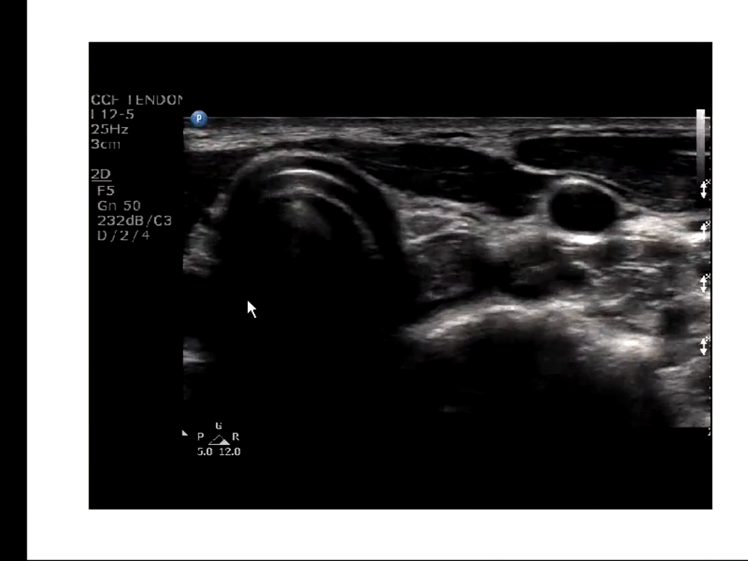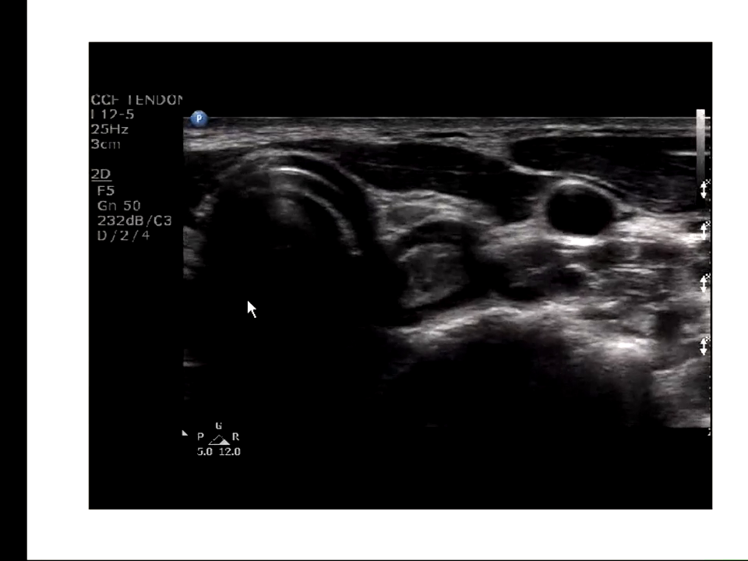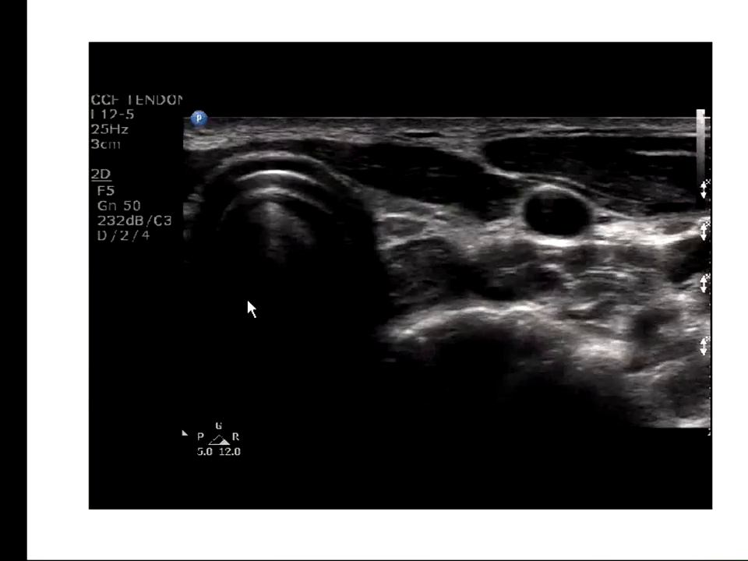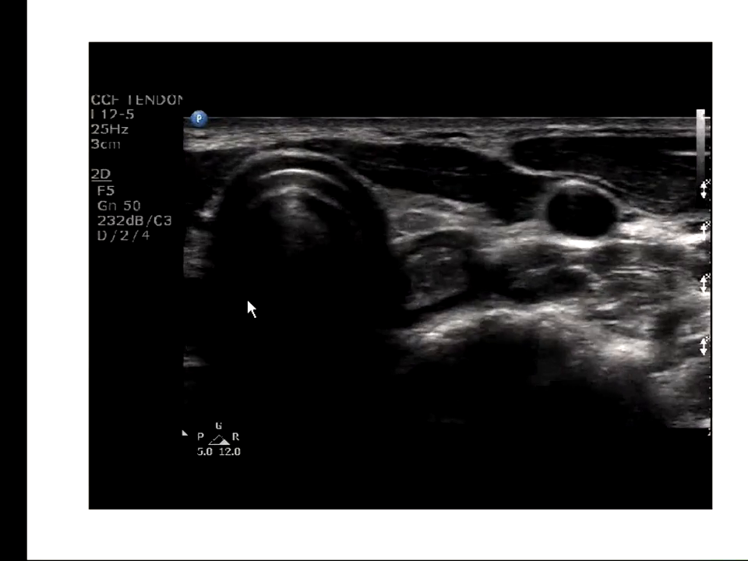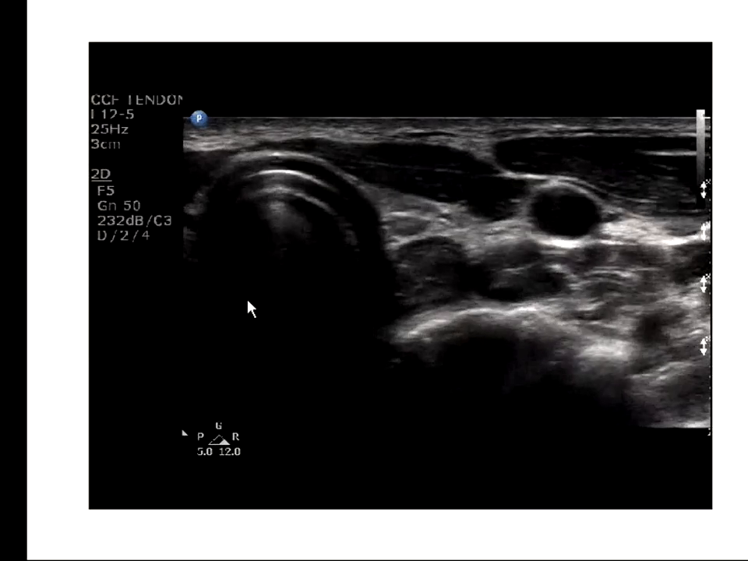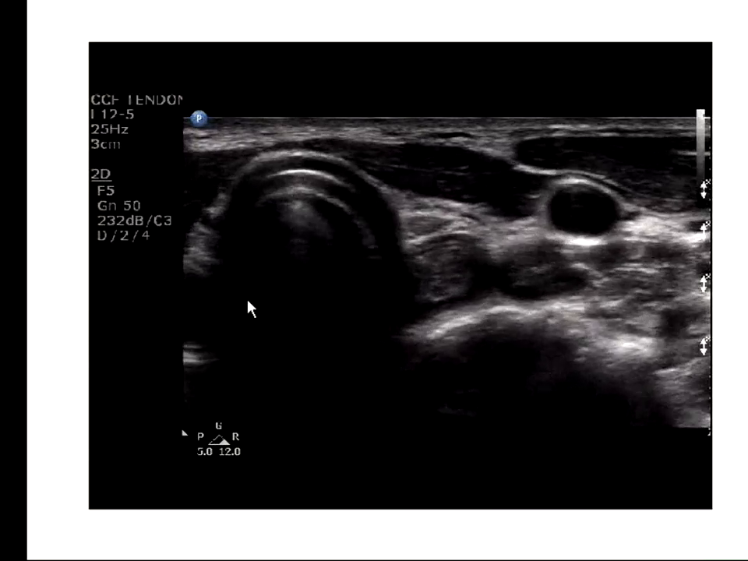Air and bone are your enemies in ultrasound. You cannot see deep to air or bone. This is the anterior surface of the vertebra. And this pouch is the esophagus. You ask the patient to swallow, you see the contraction in the muscular wall of the esophagus, and air bubbles or food or lunch inside the esophagus.